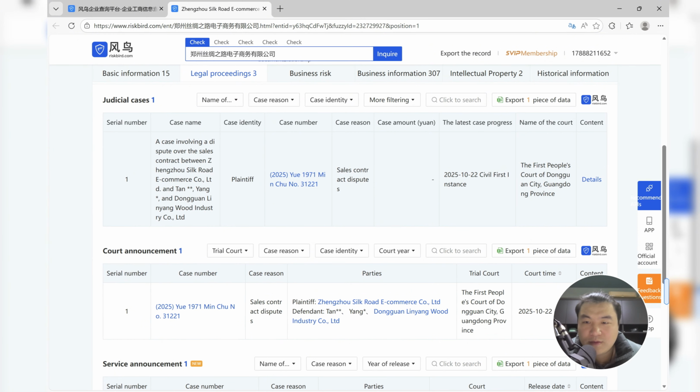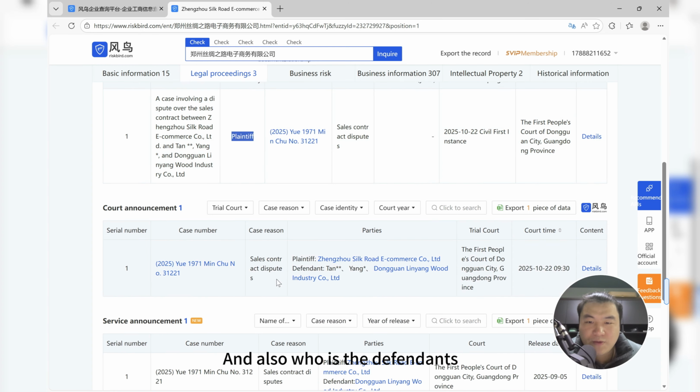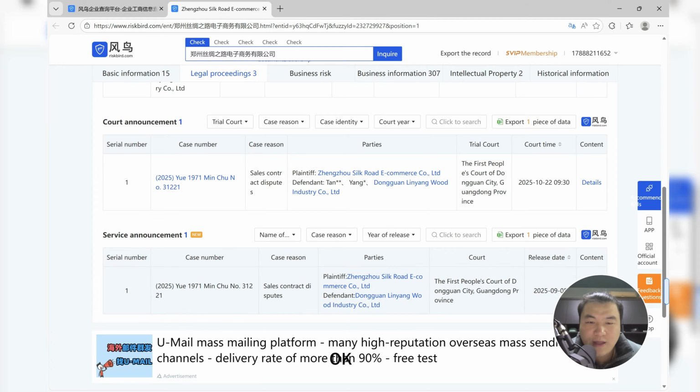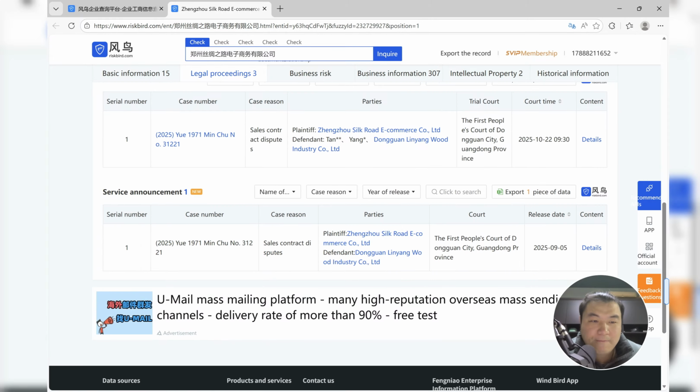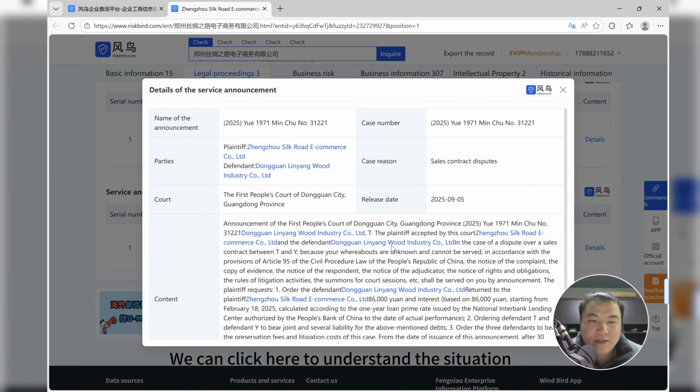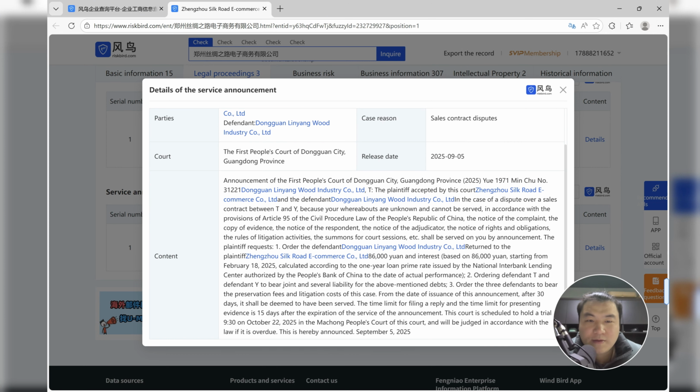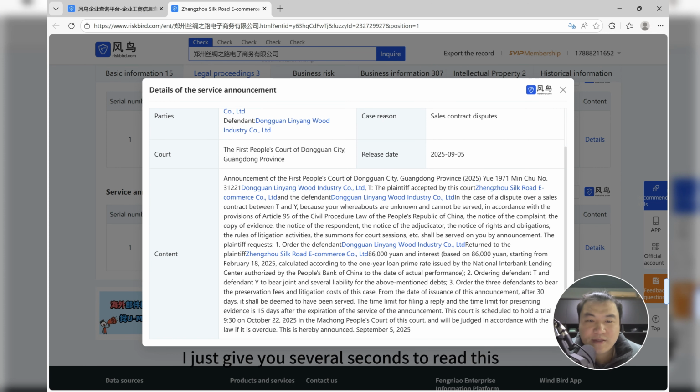In one case, during the case, who is the plaintiff, and who are the defendants? This is the defendant. This company is a defendant. We can click here to understand the situation. What is happening? I'll give you several seconds to read this. I think you already read it.